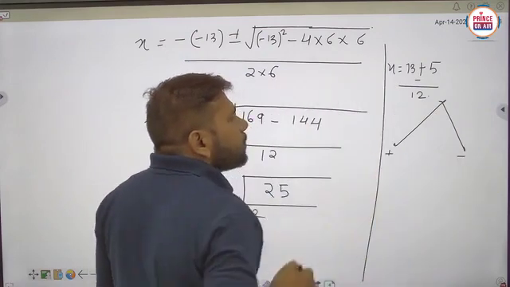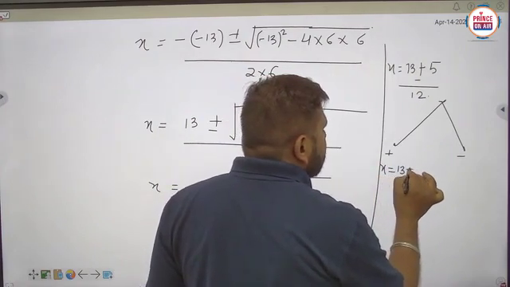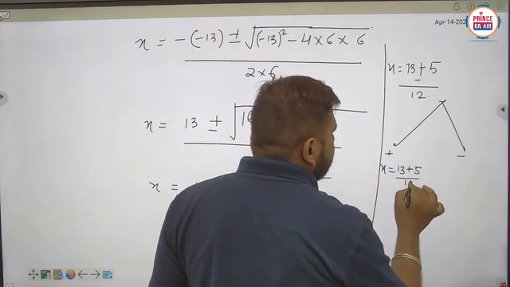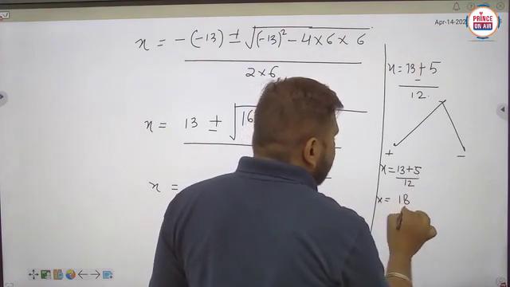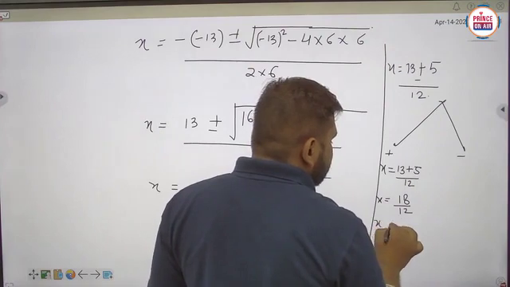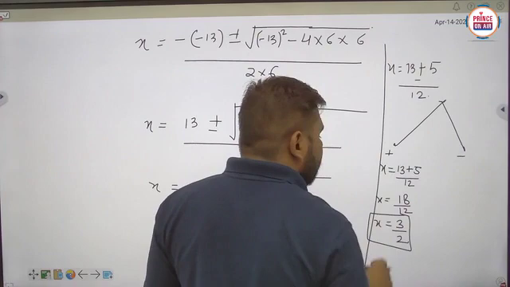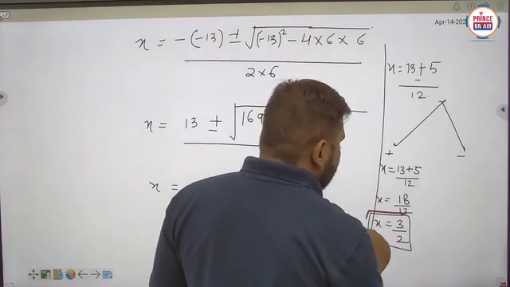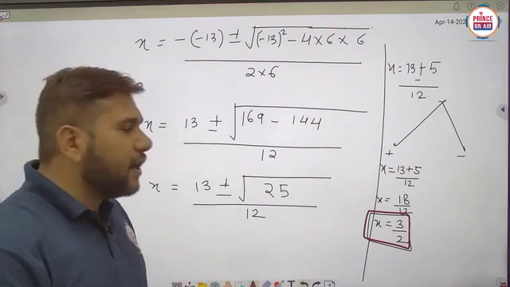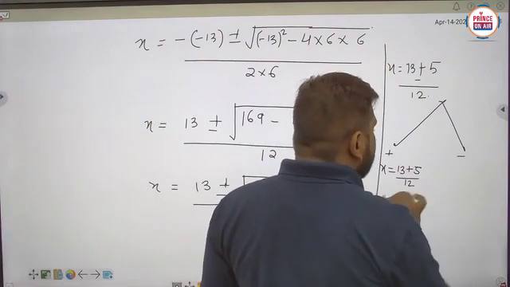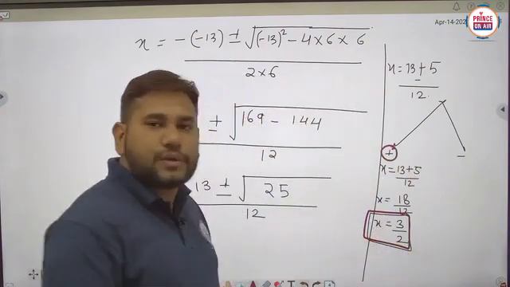When I use plus sign, then what will be the value of x? x is equal to 13 plus 5 upon 12. Clear beta? So, x is equal to 18 by 12. So, x is equal to 3 by 2. Clear beta? What is the value of x? x is equal to 3 by 2. Now, which sign I will use? I will use minus sign.